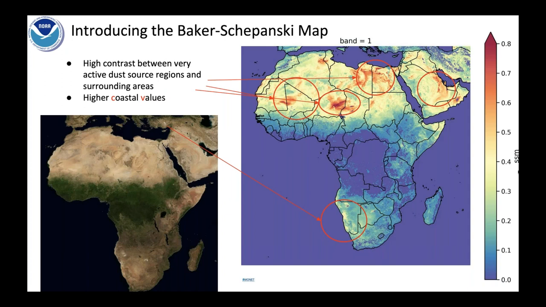This is an example in July of our sediment supply map. What you can see is that over vegetated areas in Central Africa, it's essentially zero because we don't expect any dust to occur there. But over the Bodélé Depression or other areas like that, you're seeing a really pronounced contrast, where these are alluvial systems that are known to produce a lot of dust. And so we have pretty high confidence in this new sediment supply map.